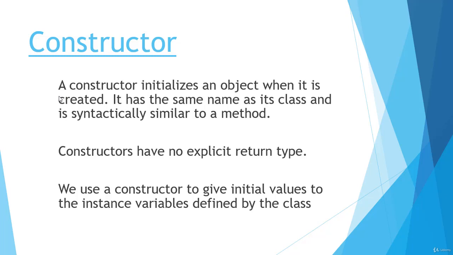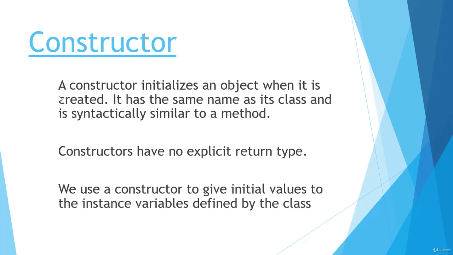Now the constructor is the very first thing that is executed when we create an object of that class. The constructor has the same name as the name of the class and has no return type. A constructor only initializes the instance variables in the class. I hope you know about instance variables, as we discussed variables in our previous video.